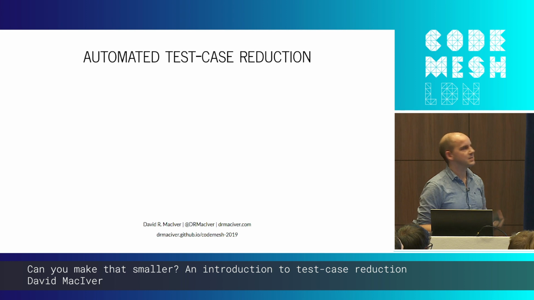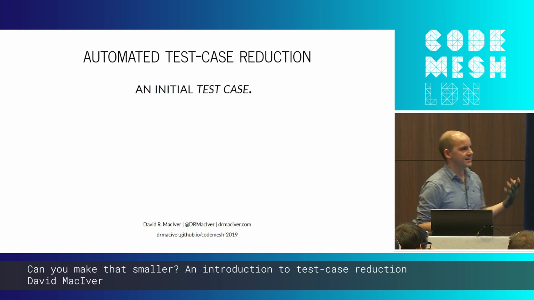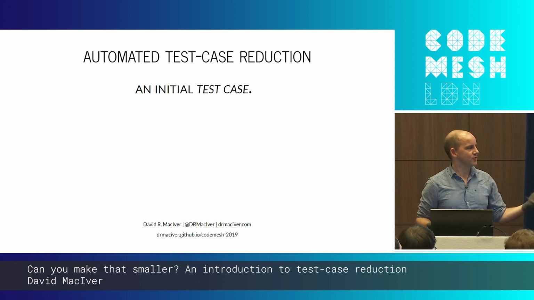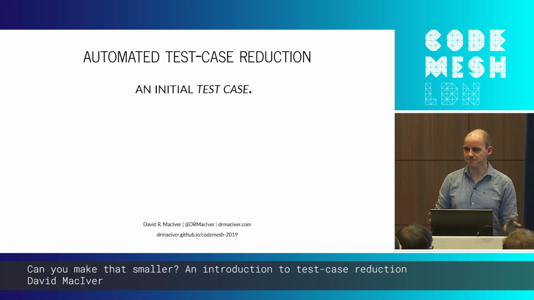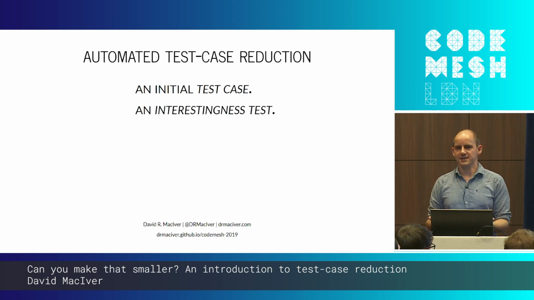Automated test case reduction, basically, has three components. You need your initial test case, the thing that actually triggers the bug. Test case reduction is not about generation. That's someone else's problem. We're not going to be talking about that much today. You need an interestingness test, which is some way of taking any test case and saying, do I care about this test case? Is this test case interesting?